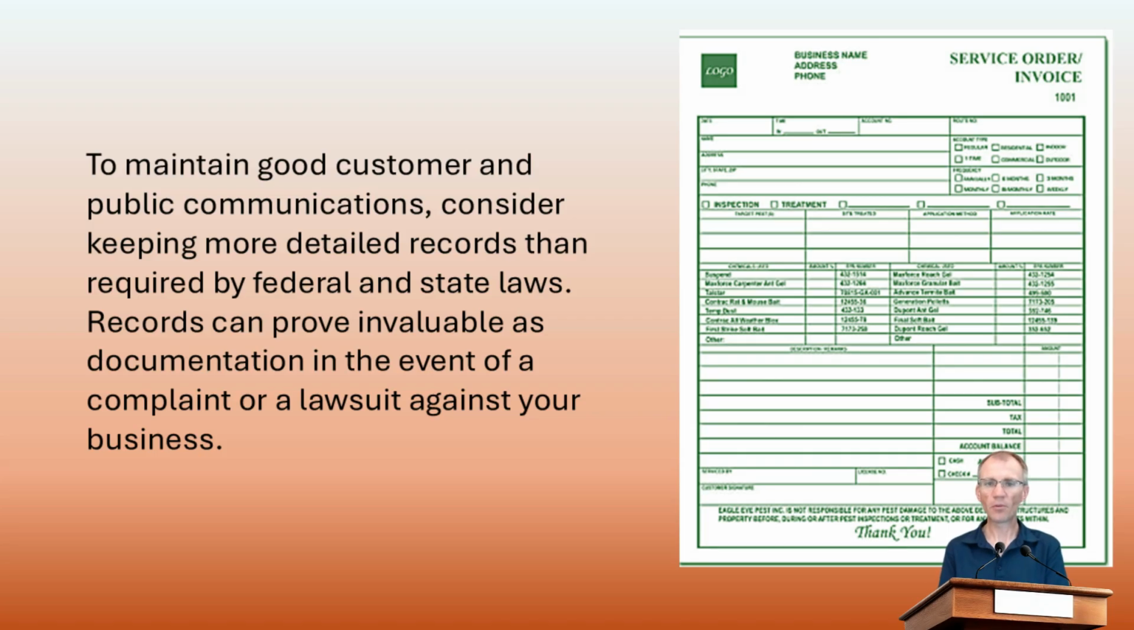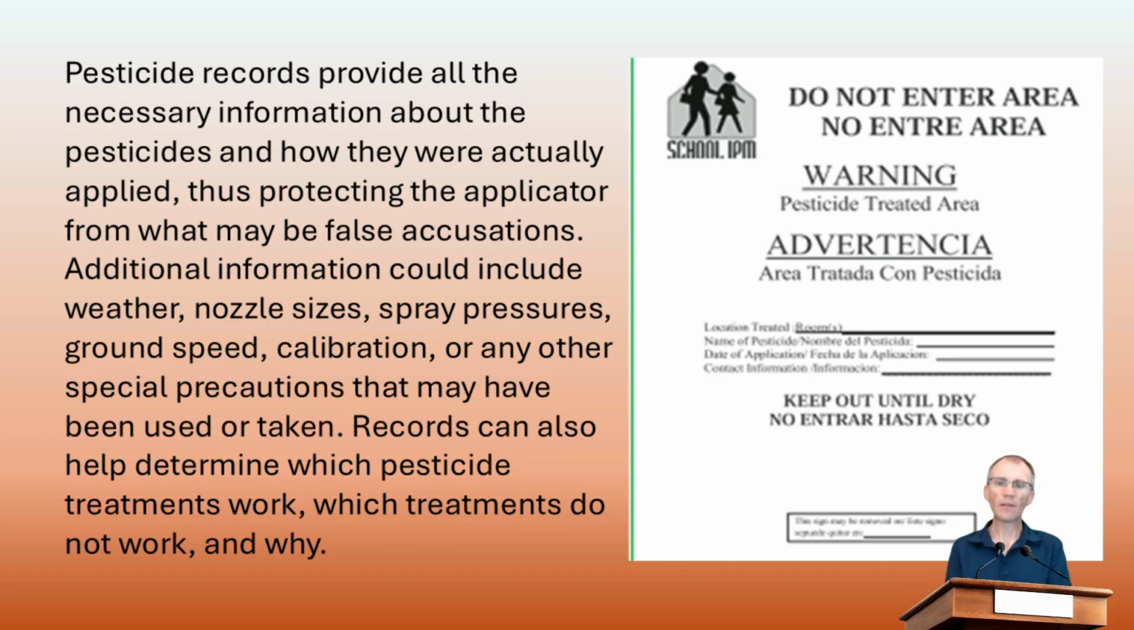To maintain good customer and public communications, consider keeping more detailed records than required by federal and state laws. Records can prove invaluable as documentation in the event of a complaint or a lawsuit against your business. Pesticide records provide all the necessary information about the pesticides and how they were actually applied, thus protecting the applicator from what may be false accusations. Additional information could include weather, nozzle sizes, spray pressures, ground speed, calibration, or any other special precautions that may have been used or taken. Records can also help determine which pesticide treatments work, which treatments do not work, and why.